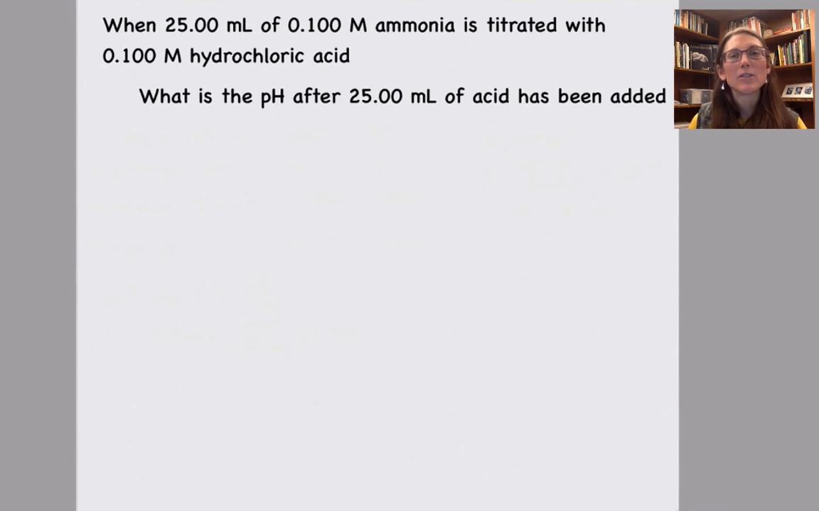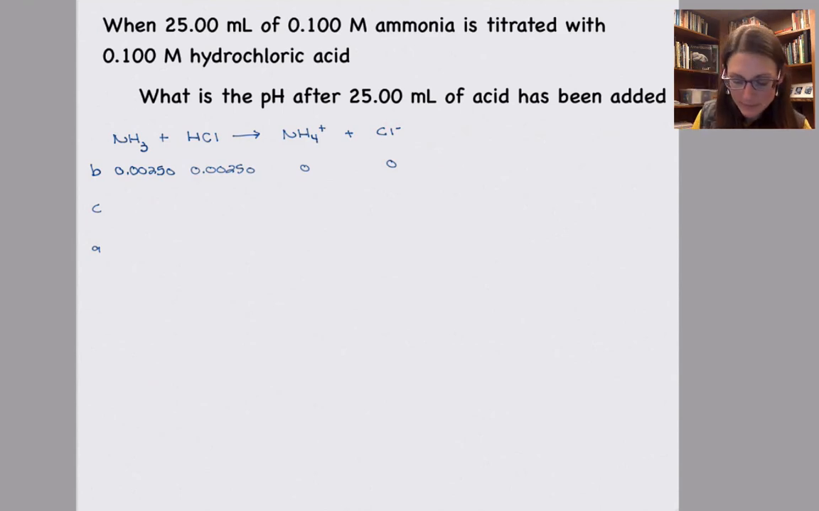If I continue to add additional acid, again, I need to start again by saying what in total have I put into my flask. And I'll notice that at this moment in time, I have stoichiometric amounts of NH3 and HCl. It's a 1-to-1 mole ratio, and I've got the same number of moles, so this is my equivalence point.